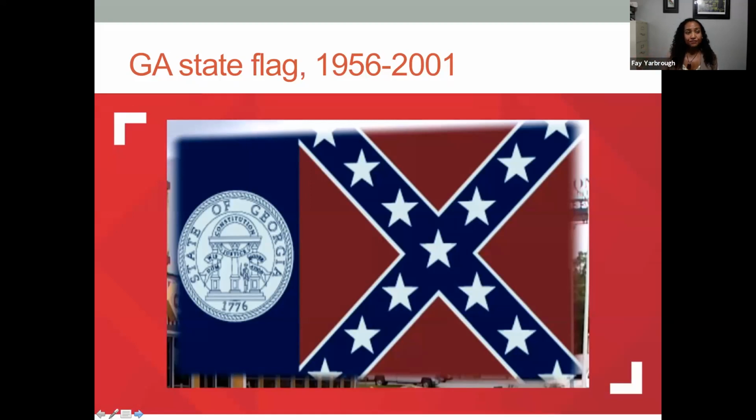And so it was in the wake of that that a lot of business people pushed for the Confederate flag to be removed from the state flag because they were concerned that they might be losing business opportunities, that companies might not want to open offices in Atlanta, to do business in Georgia with this symbol on the state flag. So I want to back up, right?